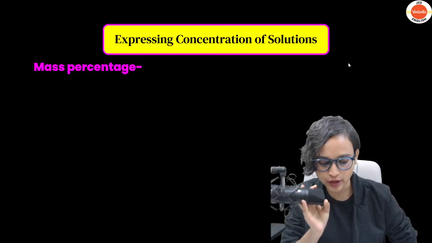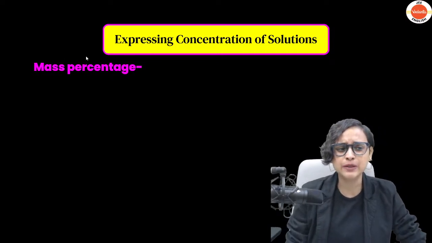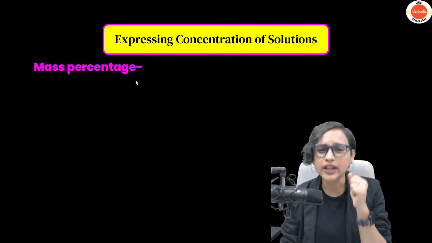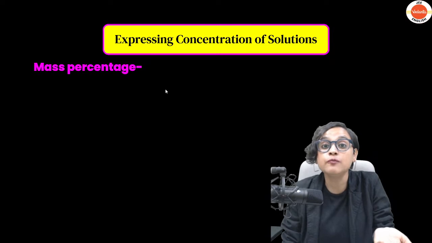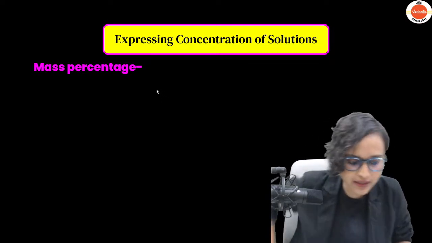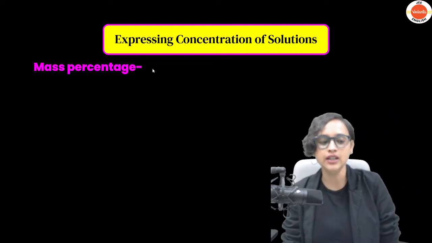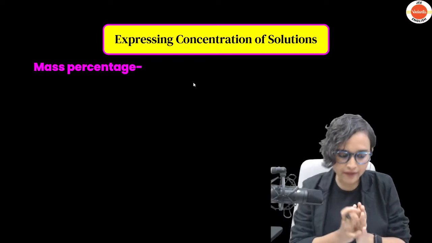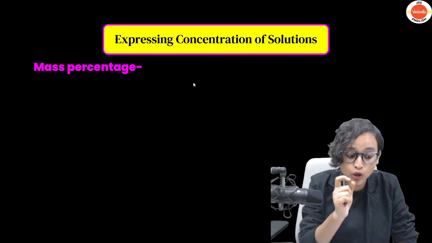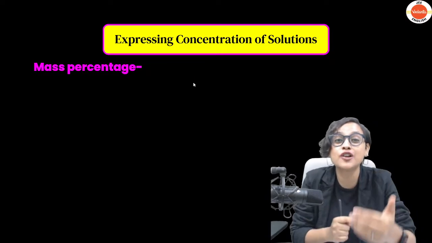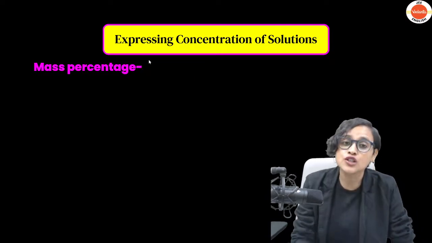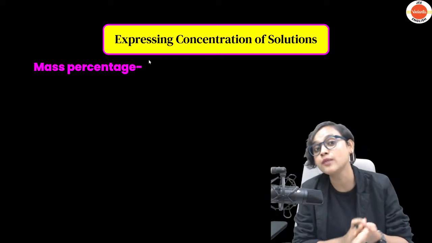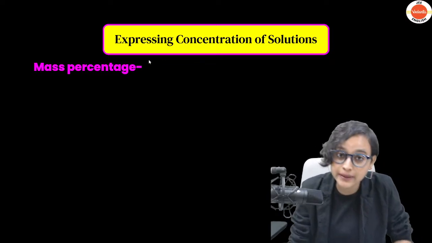All right, okay. So mass percentage basically means that we're talking about mass, but in terms of percentage. We are definitely talking about mass, but we are also talking about it in terms of percentage. So my dear students, now that we come to the definition part, what do we write?